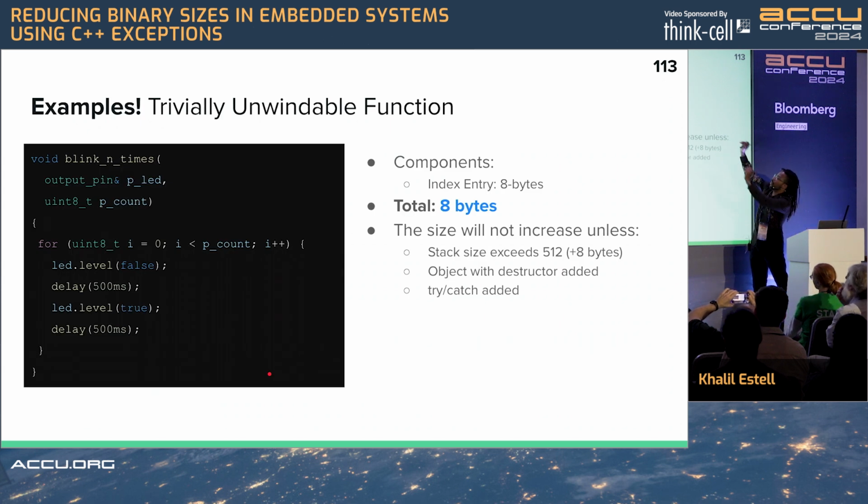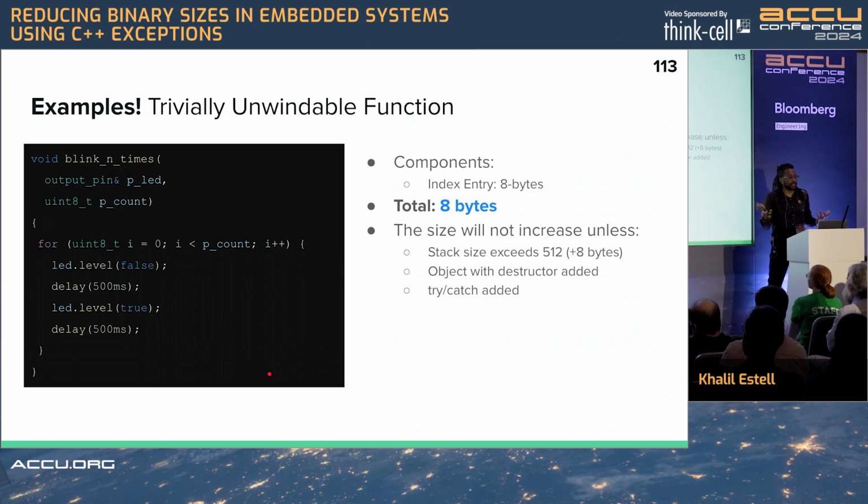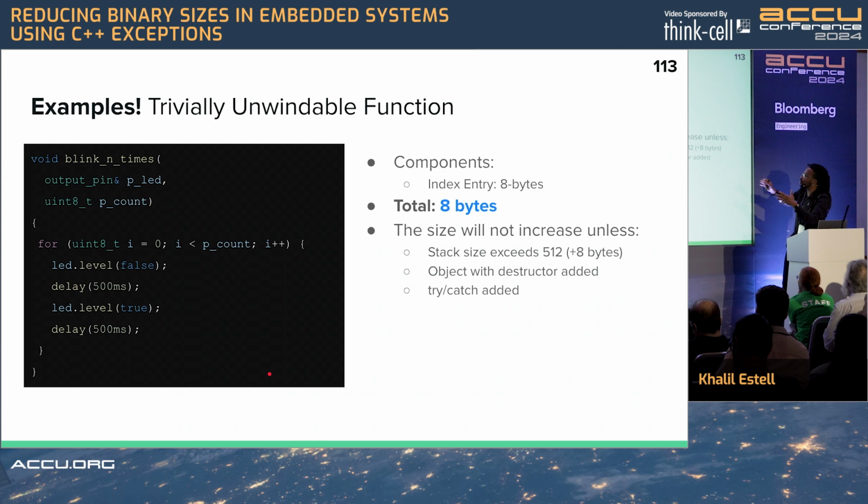So we have the trivially unwindable function. In this place, at this location, the only components we need for our metadata is 8 bytes, because it's trivially unwindable. It's a trivial function, and it doesn't need anything more. It doesn't need a lot of stack size, so it's pretty much fine. If we added an object that could be destructed or a try catch, it would increase the size of this. Or if your stack exceeds 512, that's an ABI specific thing. If you exceed that, then you will almost always need at least 4 instructions.